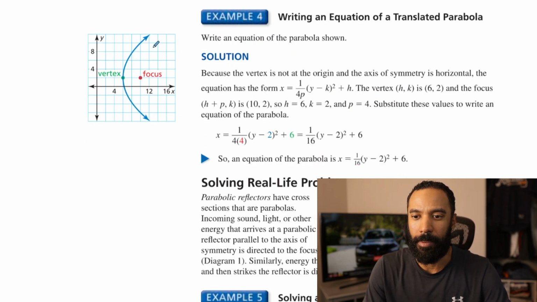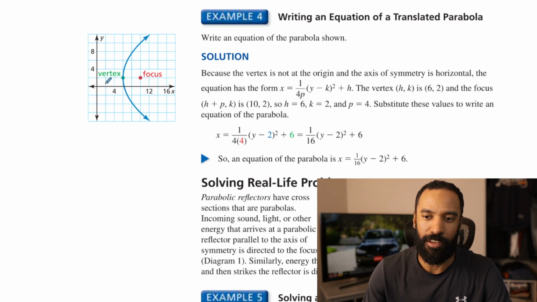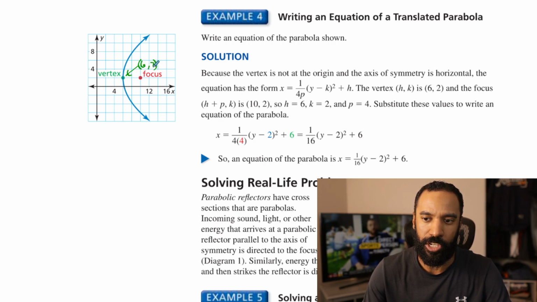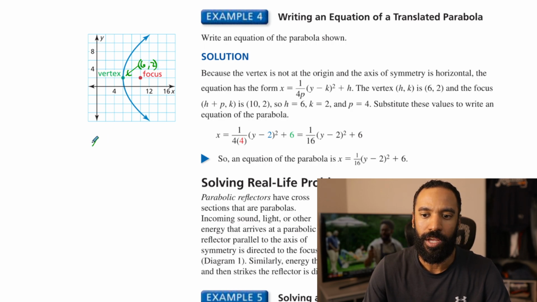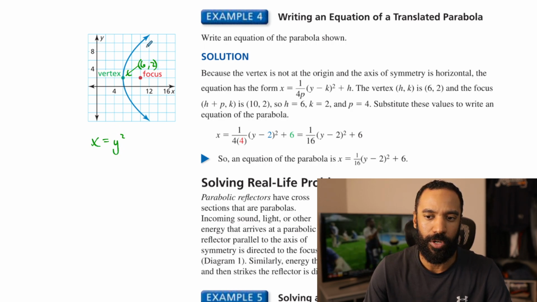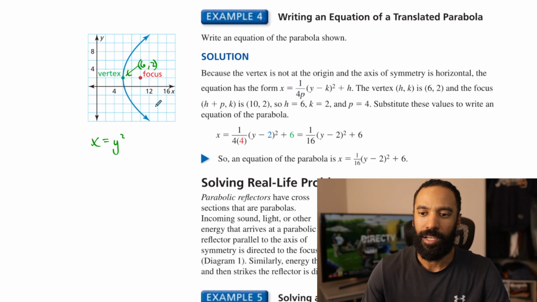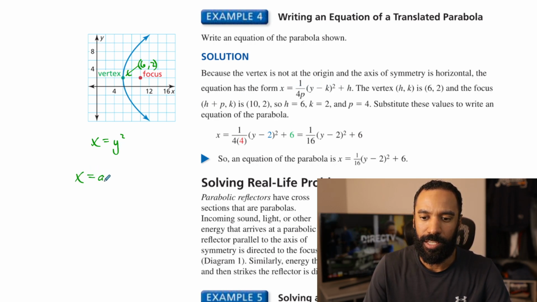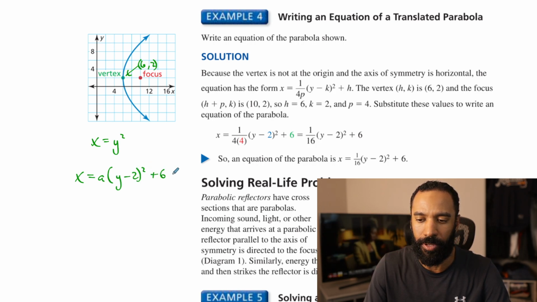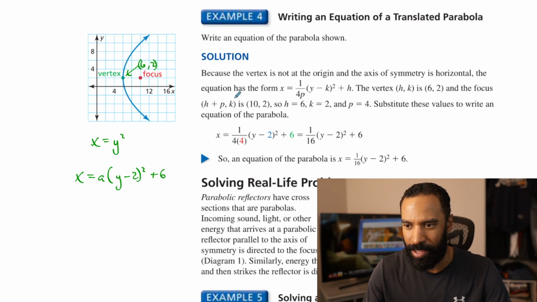So let's write an equation of the parabola shown right here. We have a vertex of, look how these are scaled by 2's, this is at 6, 2. That means that's your h and k. H is 6, k is 2. Notice it's going to be an x equals y squared equation because it goes in this direction here. So they're going to be using that. H is 6, k is 2, y minus 2 quantity squared plus 6. So they probably have that written somewhere.